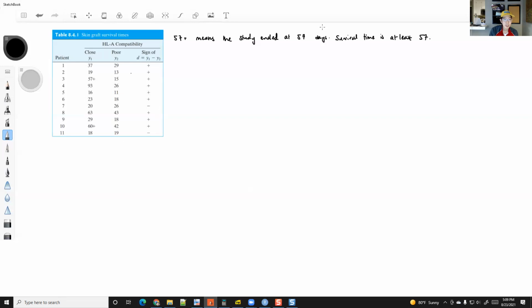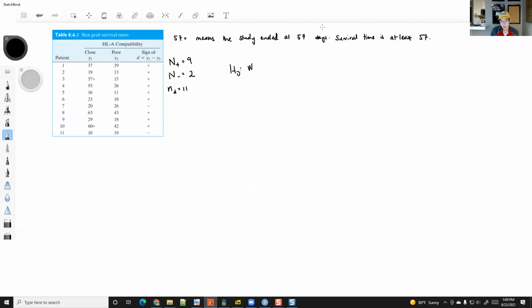Okay, and so here they took the sign of the difference y1 minus y2, and they already gave us pluses and minuses. So the number of positive differences is 9. The number of negative differences is 2. And we have the number of our observations. We have 11 patients.